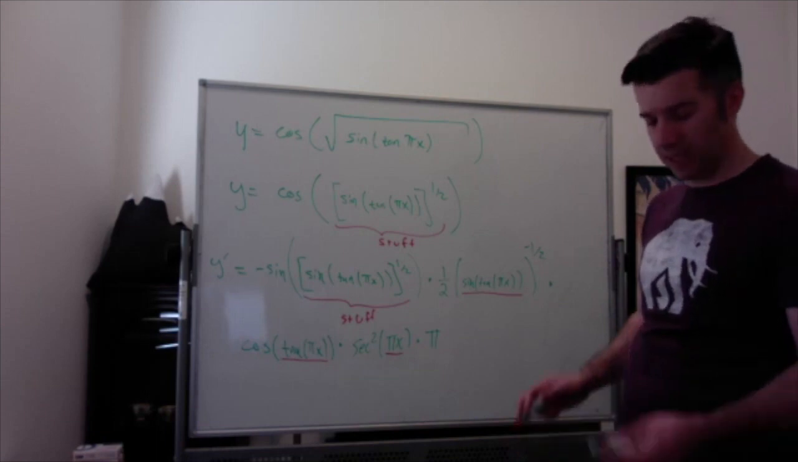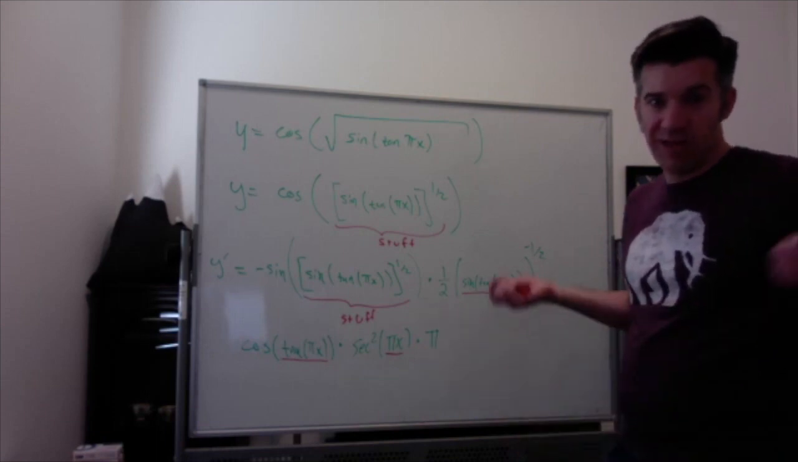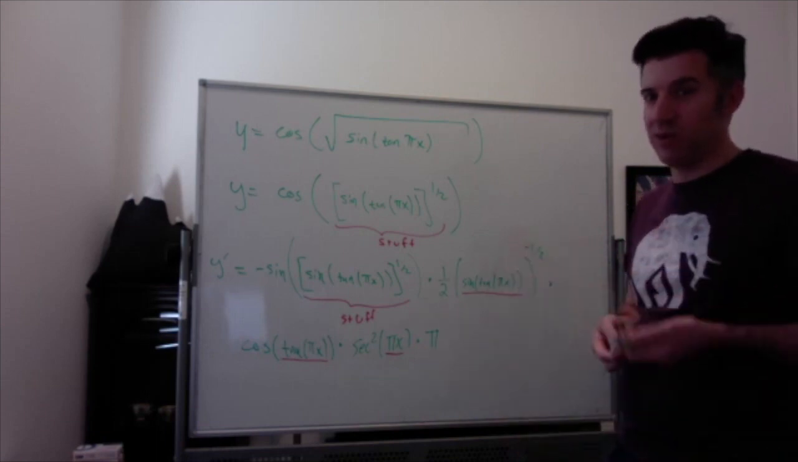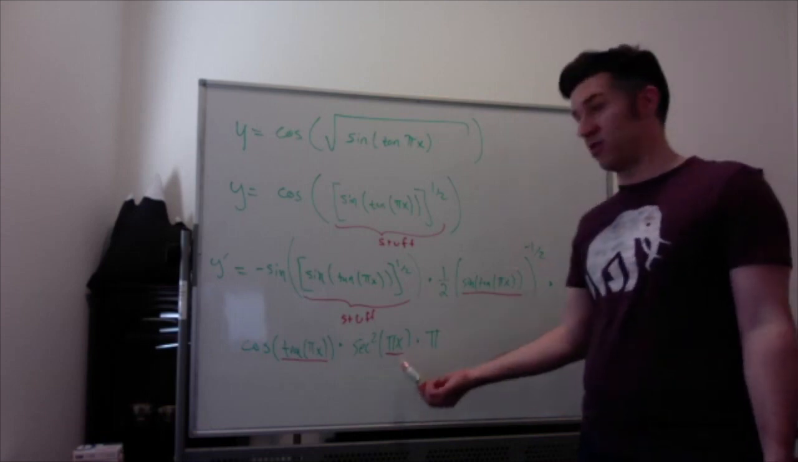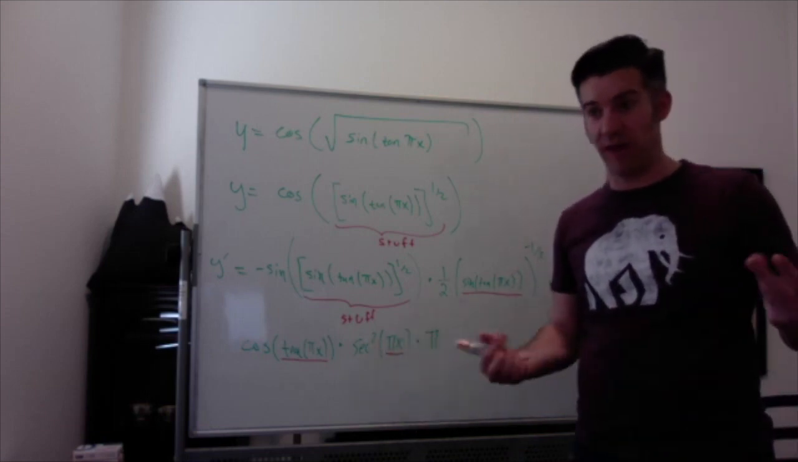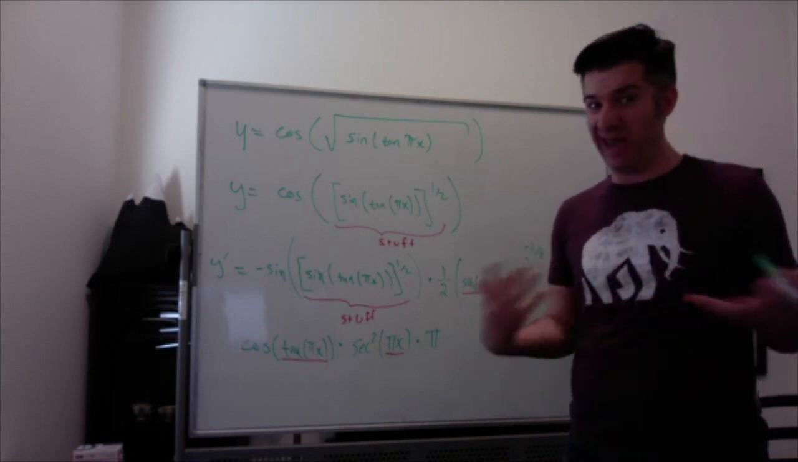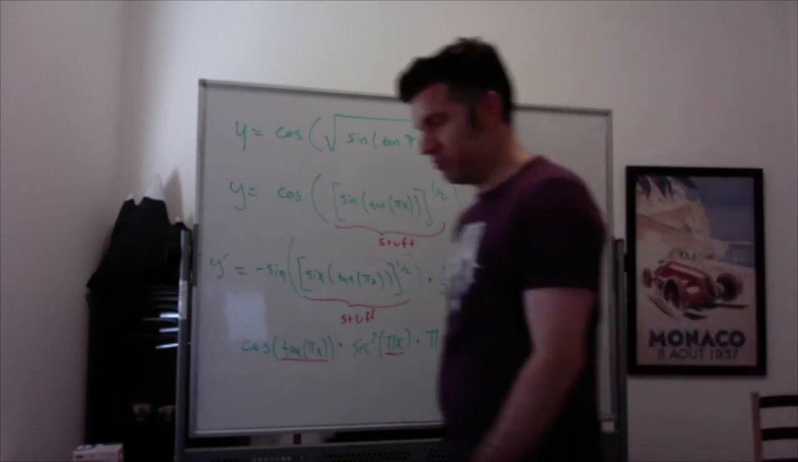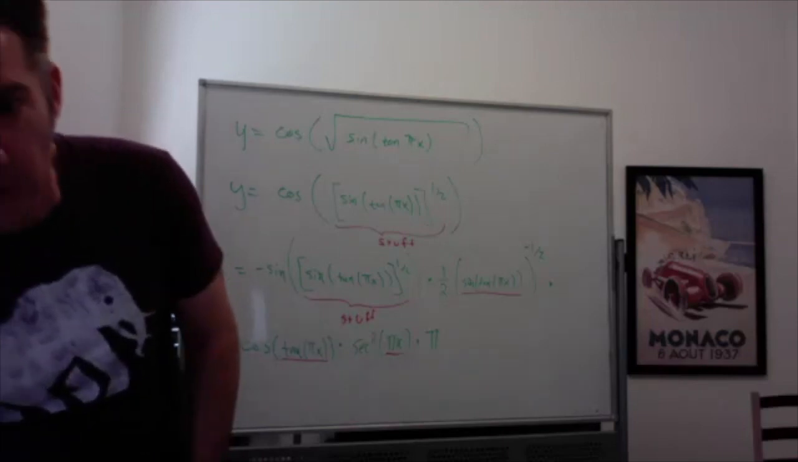It's a lot of chain rules. But that's the chain rule, right? You just keep doing it until you get to a place where the thing you're taking the derivative of is just, oh, the derivative of pi x is just pi. I don't have to use the chain rule for that because I have a rule for taking the derivative of pi x. Okay, that was a lot.